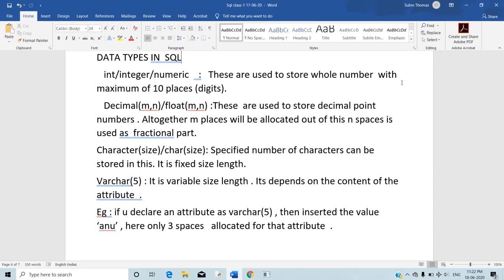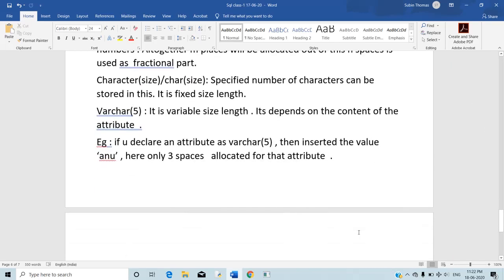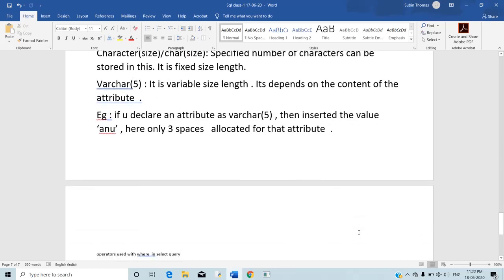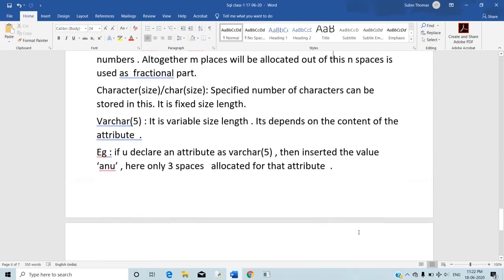And one more data type which can be used in SQL is date. The date data type is used to store dates in your table. Normally a date is stored in the form of a 4-digit year, 2-digit month and 2-digit day. These are the basic data types used in MySQL.